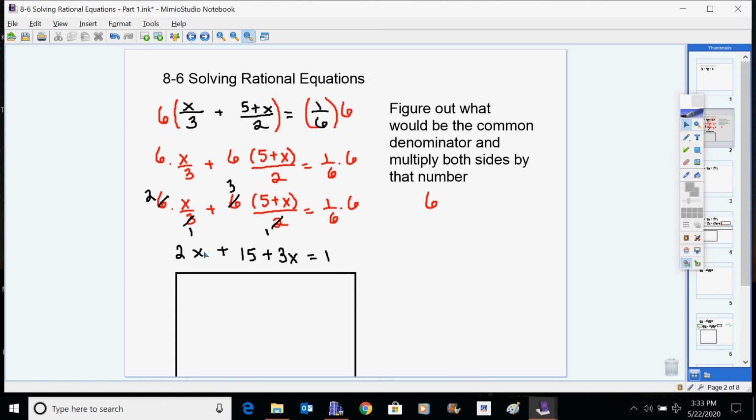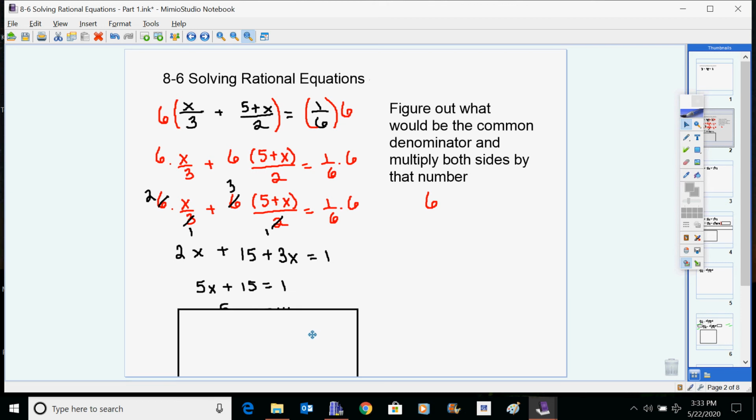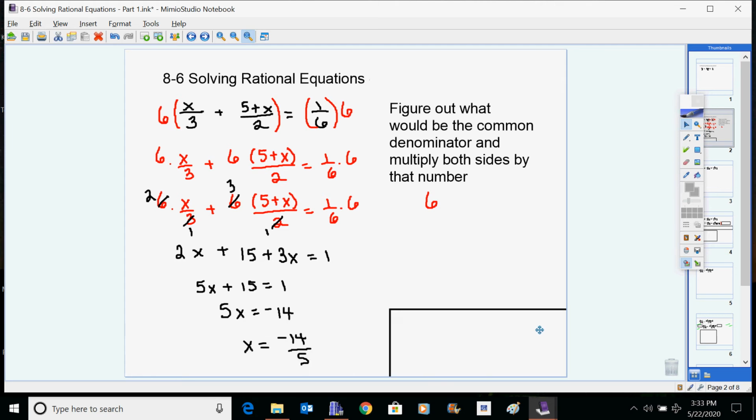So that's pretty cool because then all you have to do is combine your like terms and you've got a really easy problem after that. We subtract 14 from both sides and divide by 5. And your answer is negative 14/5, maybe one of the simplest things you've done in a while.